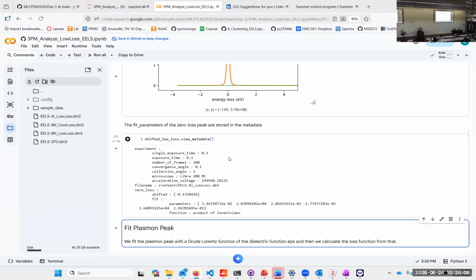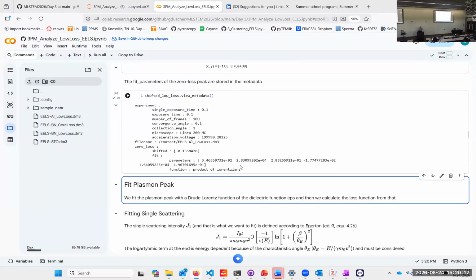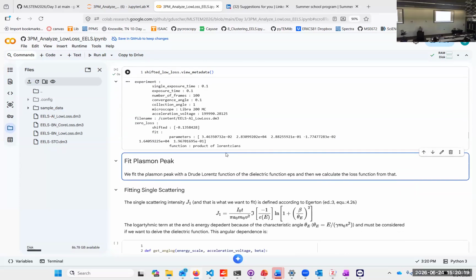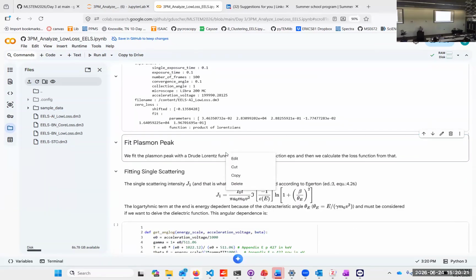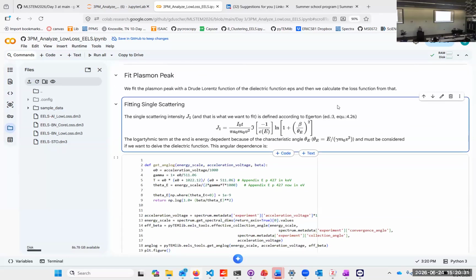And I put all of this stuff of the analysis in the metadata of these files. So here we have the zero loss peak and the parameters, product of Lorentzians. Now we are talking about the plasmon peak. That is the other big peak that is in there. It's extremely sharp in aluminum. So this is the spectrum we have here.